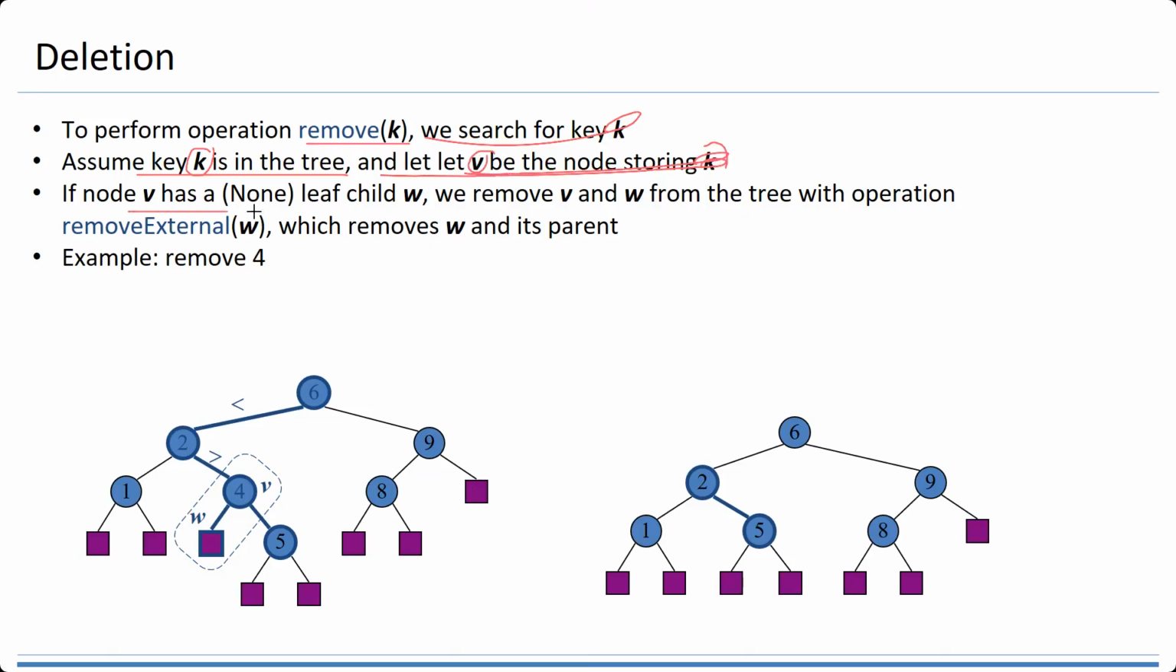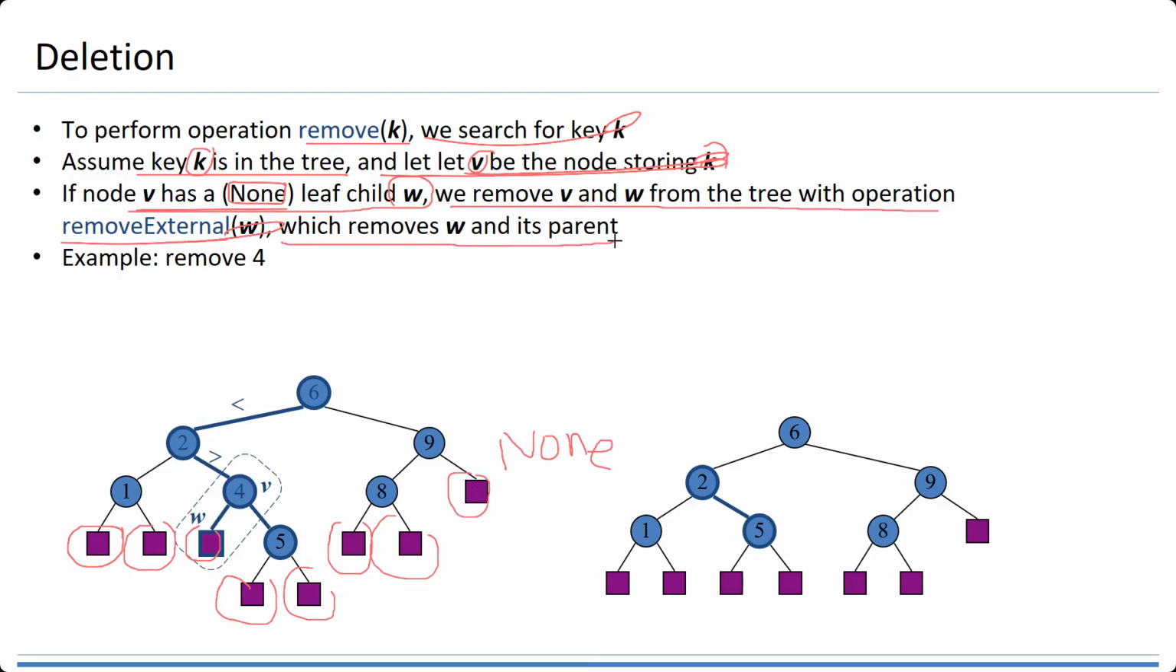If the node V has a none leaf child W. What does it mean by none? None is this one. This is the external node. If the node V has one, we remove V and W from the tree with the operation remove external W. So we remove the external node and we remove the W and its parent.